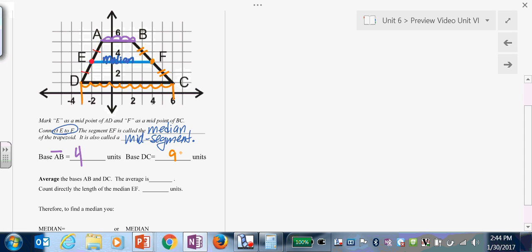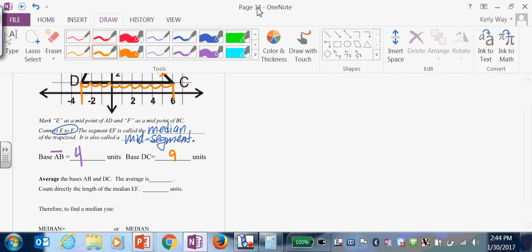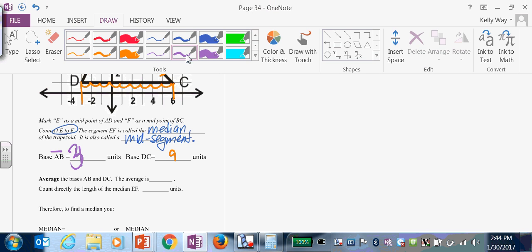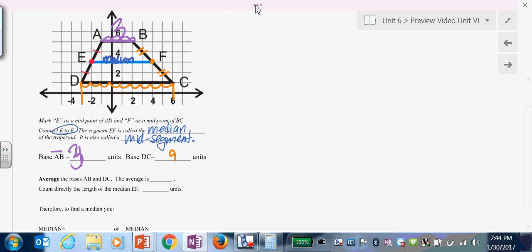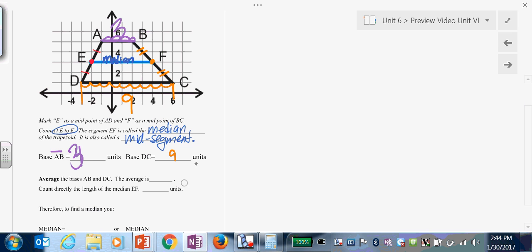That is 9 units. Yes, the top is 3 units, folks. 3 units, yes, and 9. Now let's add 3 and 9. That's 3. That's 9. I'd like you to average those bases, which means you're going to add and divide by 2. Check, the average is 6.